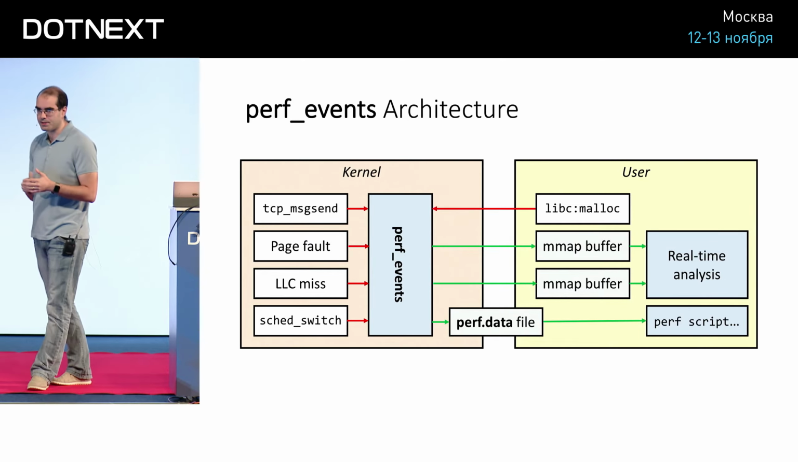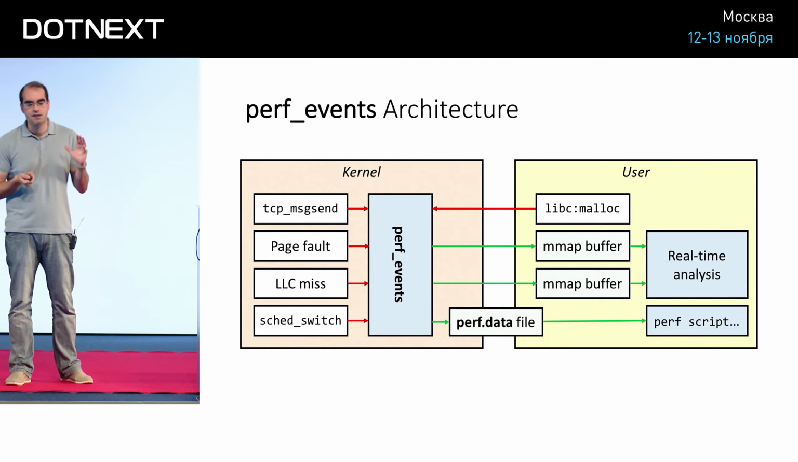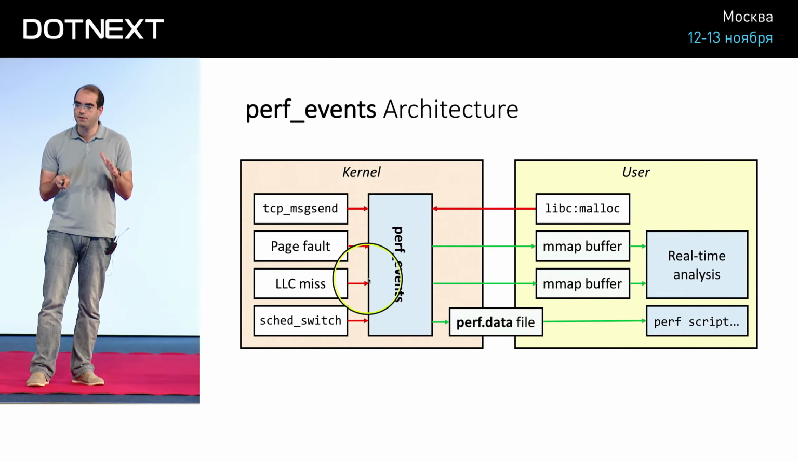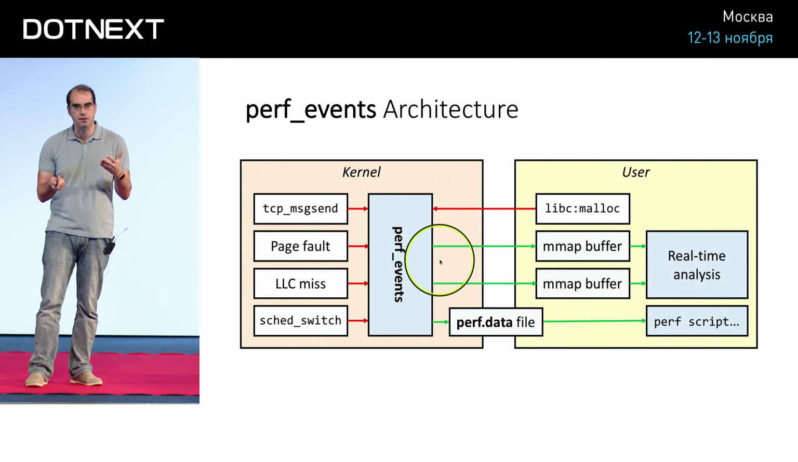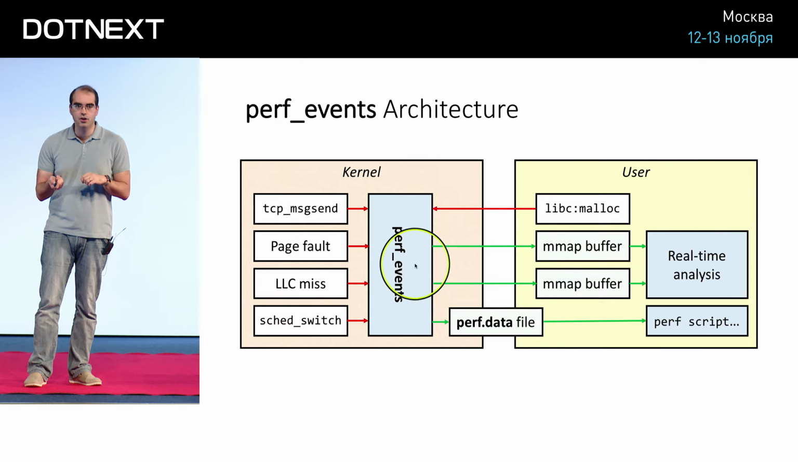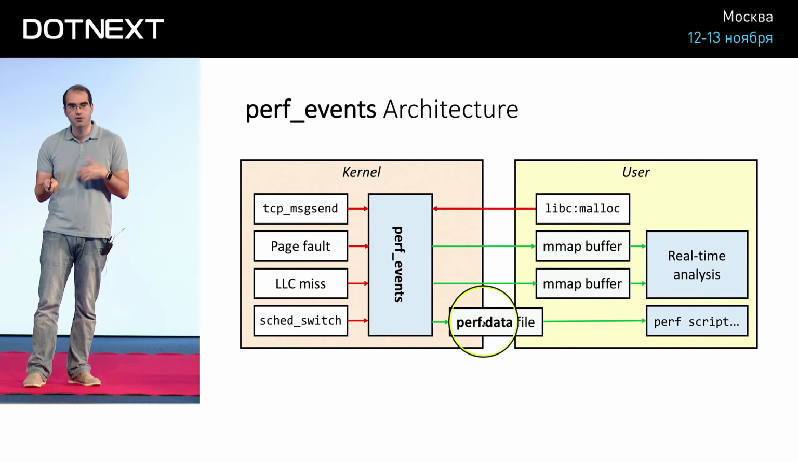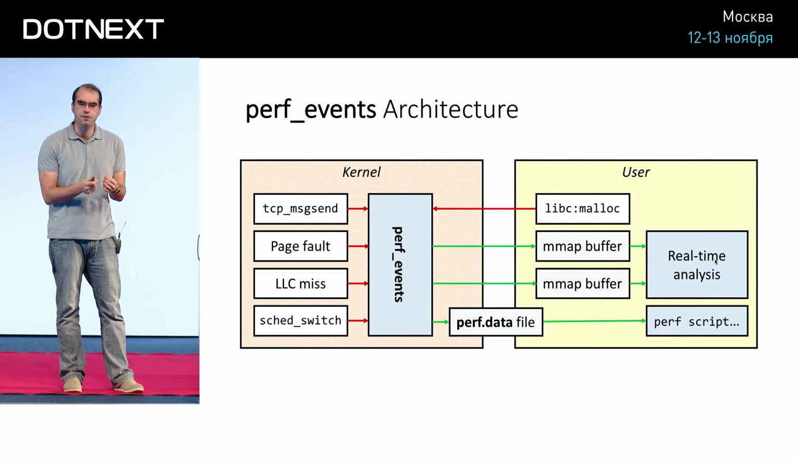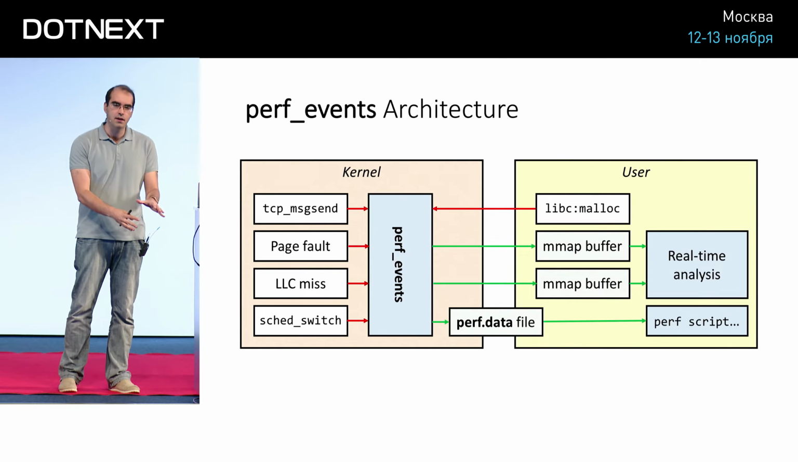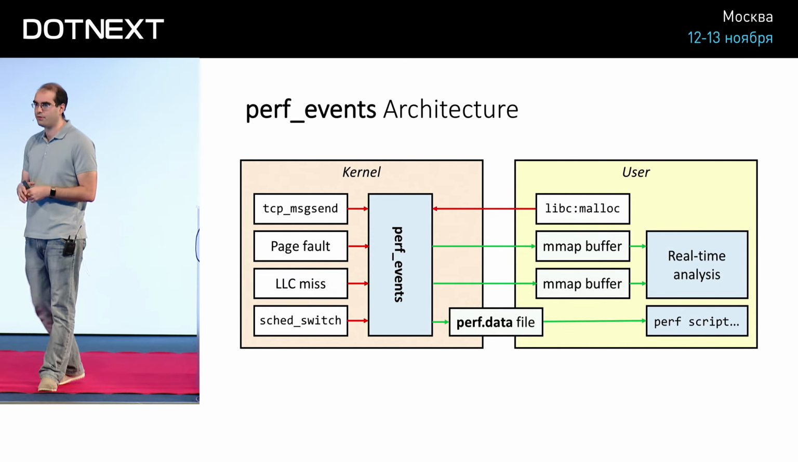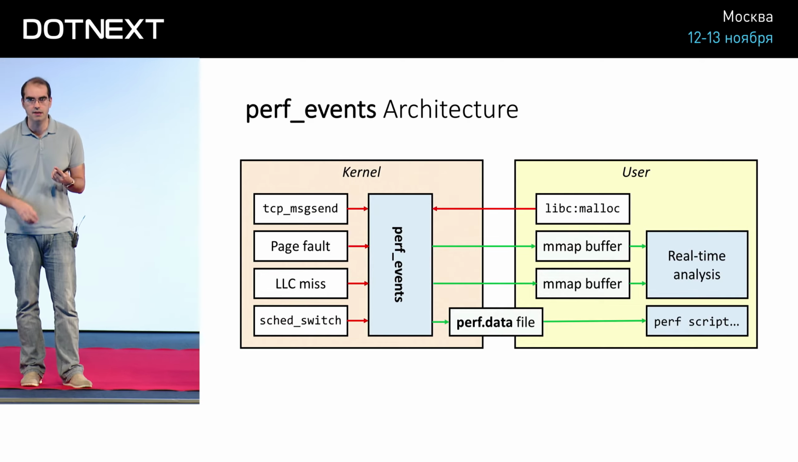And then what happens is all these different events feed into this perf events infrastructure in the kernel, and then they can go into a file, which you can analyze later, or into memory buffers, which you can analyze in real time. But most users of perf, they record to a file and analyze later. There's not a lot of tools that actually do real-time analysis.